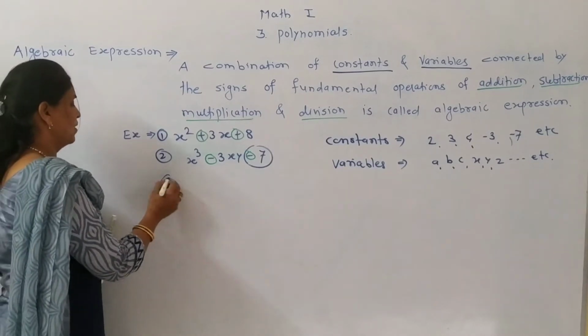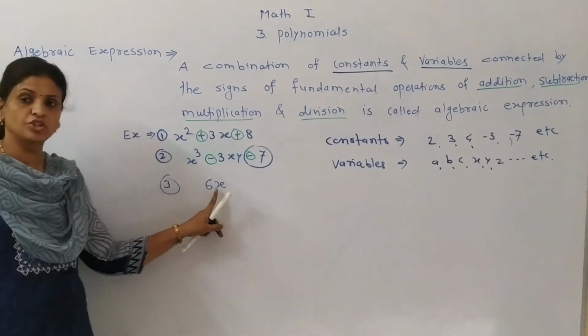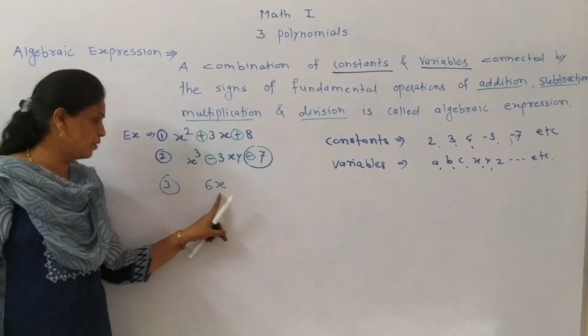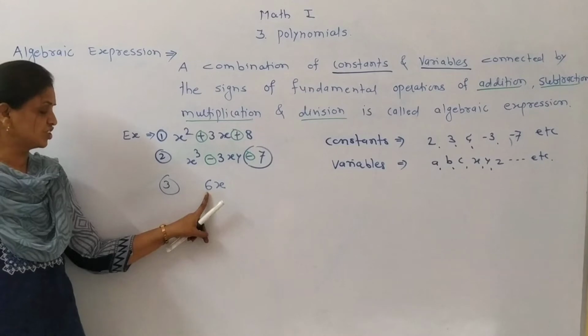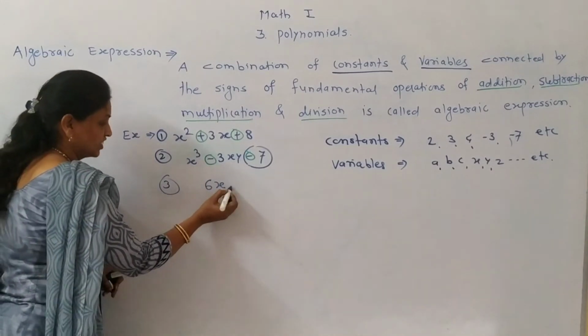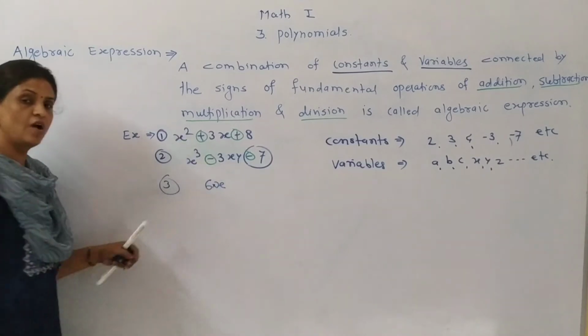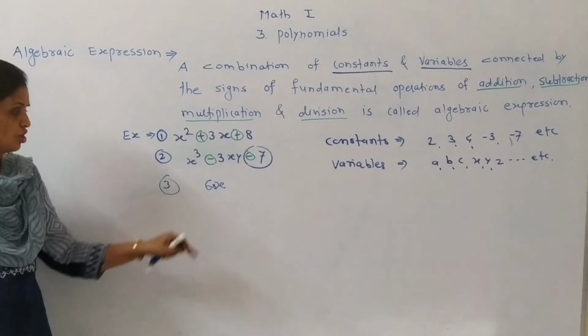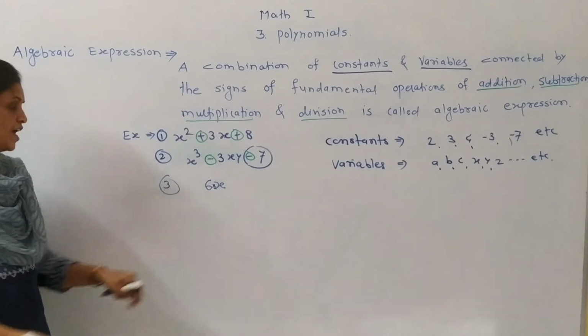Again, the third example is 6x. This is also an algebraic expression because x is the variable and 6 is its coefficient. This is a combination of constants and variables. So, 6 into x is joined with a multiplication sign. So, this is also called an algebraic expression.